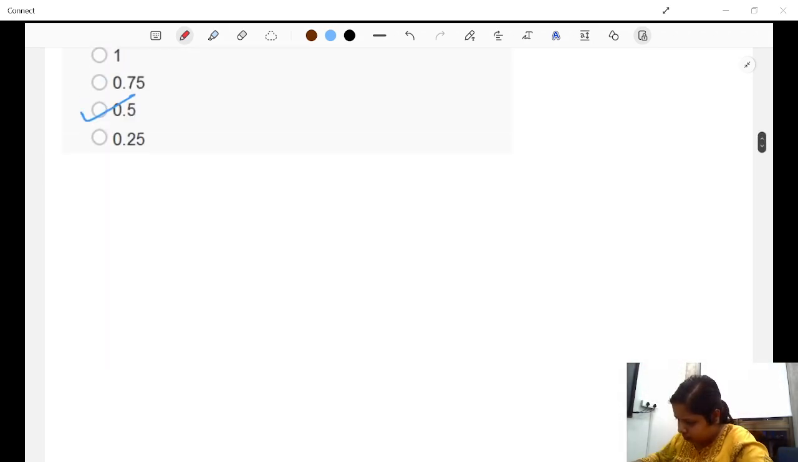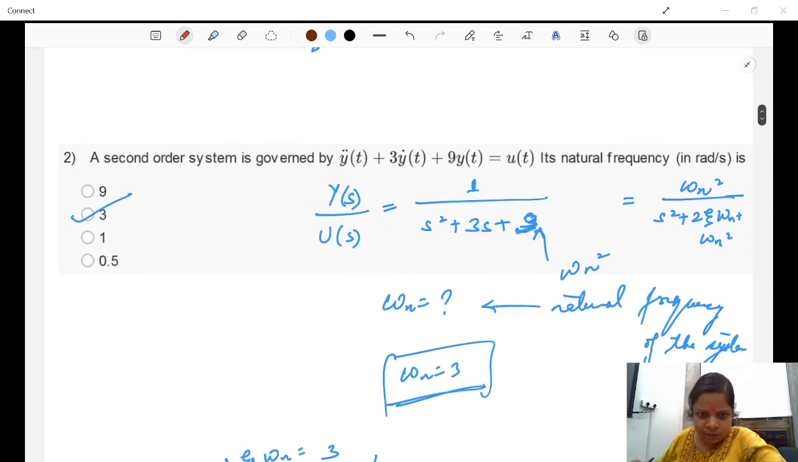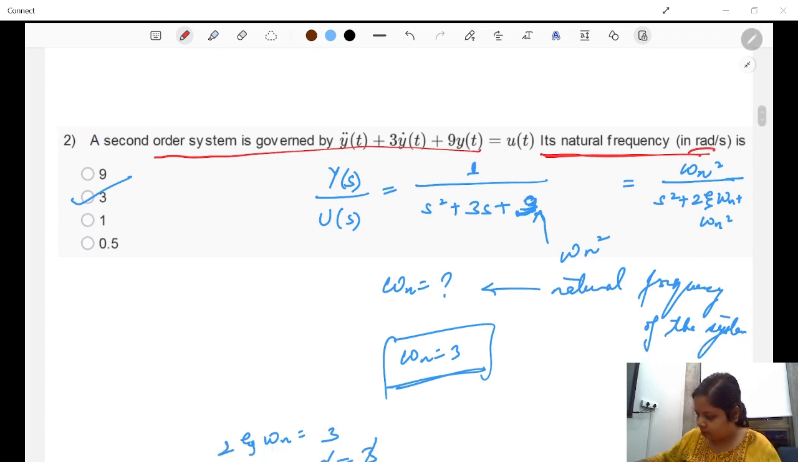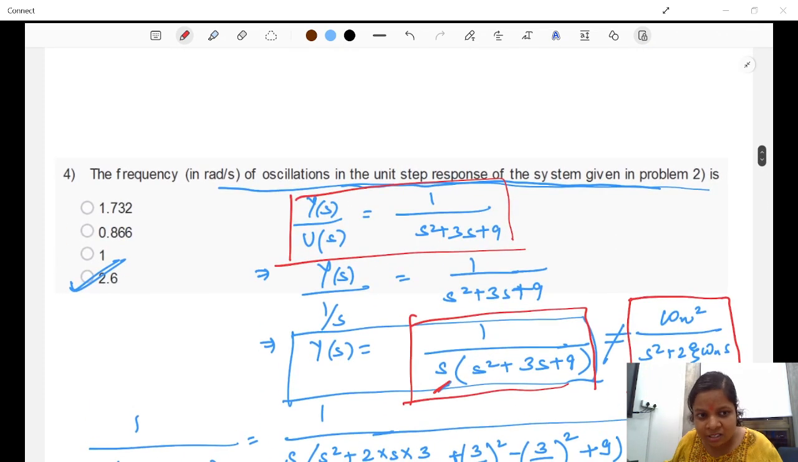So see the questions that have been asked. I'll show you how this question is different from that question. Here, a second order system is given to you, and you are being asked the natural frequency of the system. Natural frequency is the frequency obtained when there is no input given to the system. So here you have got the answer as 3. Whereas in this question, you are not being asked the natural frequency of the system. You are being asked the frequency of oscillation in the unit step response of the system.